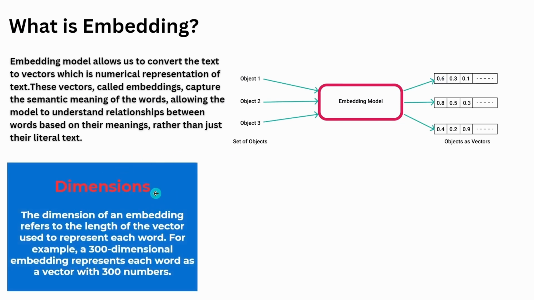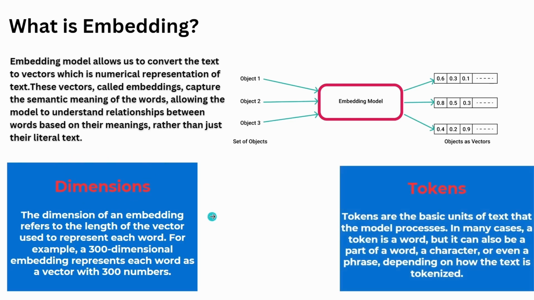A dimension is like a feature. For example, take my name, Sam. Sam is a human being, and his gender is male. Those are all features, and those two features you can consider as dimensions. Next we have a token. Tokens are basically the unit of text that a model processes. A token can be a word, a character, or even a phrase, depending on how the text is tokenized.